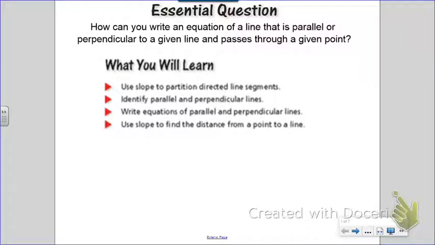Today's lesson is on parallel and perpendicular line equations. We're going to look at how to use slope to partition directed line segments, identify parallel and perpendicular lines, write equations of parallel and perpendicular lines, and use slope to find distance from a point to a line.